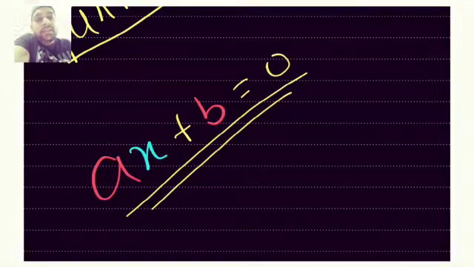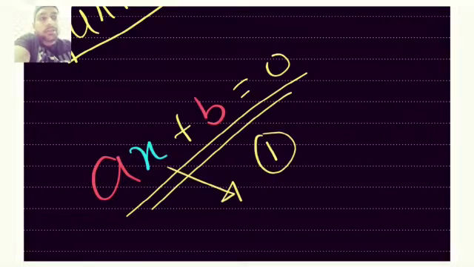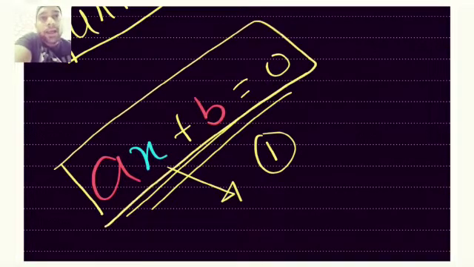Now you have to look at the highest power of the variable, and the highest power of the variable here is 1. Therefore this sort of equation is called a linear equation. Linear equations are those equations which have the highest power of the variable as 1, or which have degree equal to 1. Is it clear?